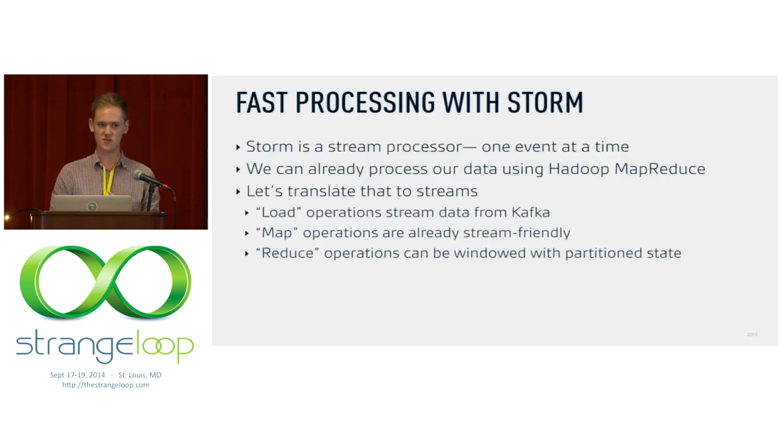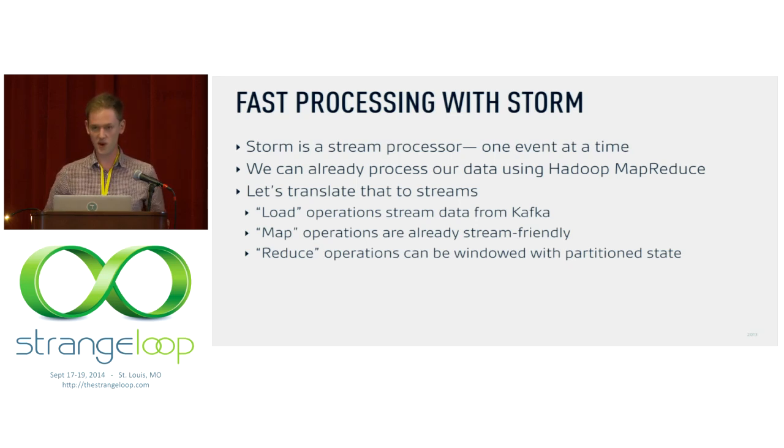The next thing to tackle was processing events, the cleaning up, transforming, and joining. For that, we use Storm. It's a stream processor. It's also open source. It was originally developed at a little startup called Backtype and then popularized at Twitter. It processes one event at a time. You set up these sort of computation graphs where tuples come in somewhere and then fly around and eventually fly out.